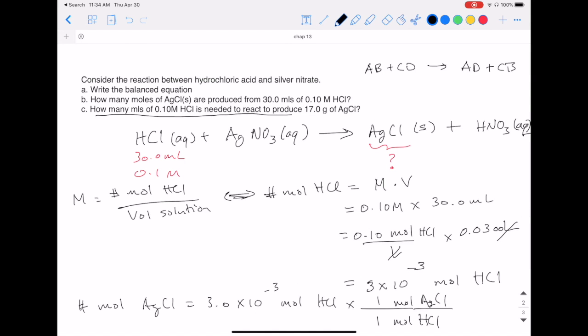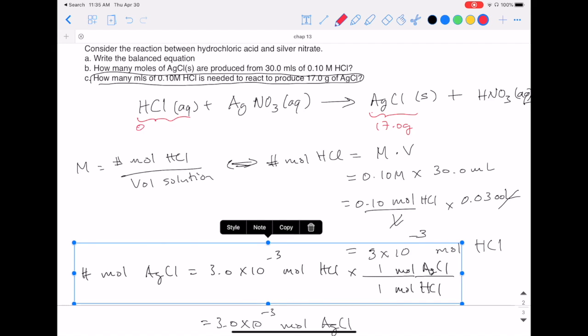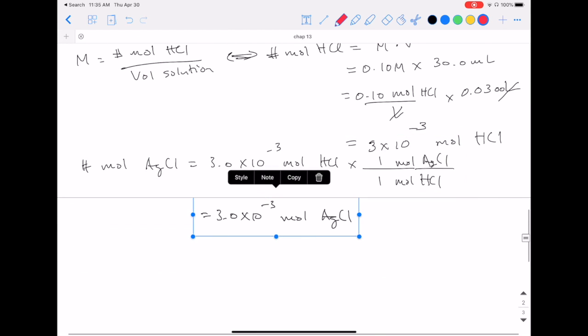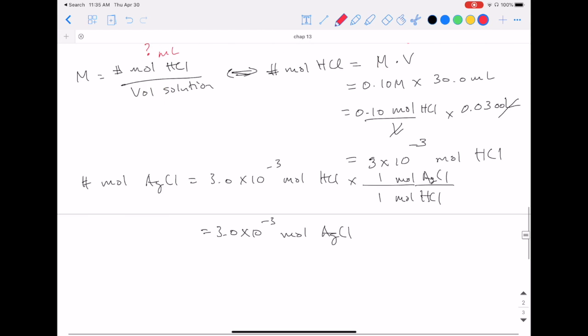It says here, how many milliliters of 0.1 molar HCl is needed to produce 17 grams of AgCl? So I'm going to erase this a little bit because they kind of switched the question here. Now they're saying I want to make 17 grams of AgCl and I want to know, if my concentration of HCl is 0.1 molar, what's the volume in milliliters? So the way we do this is kind of reversing the steps we did in the previous problem.